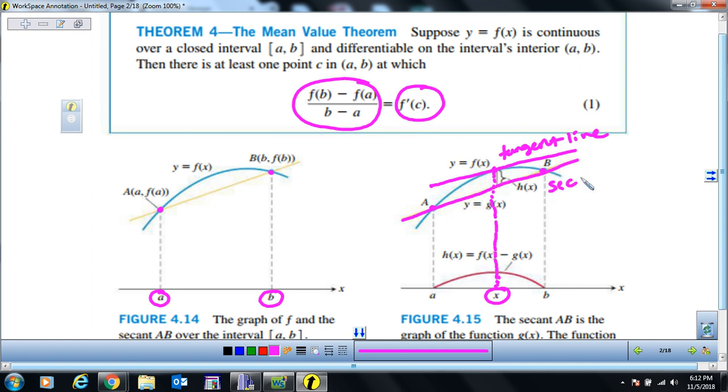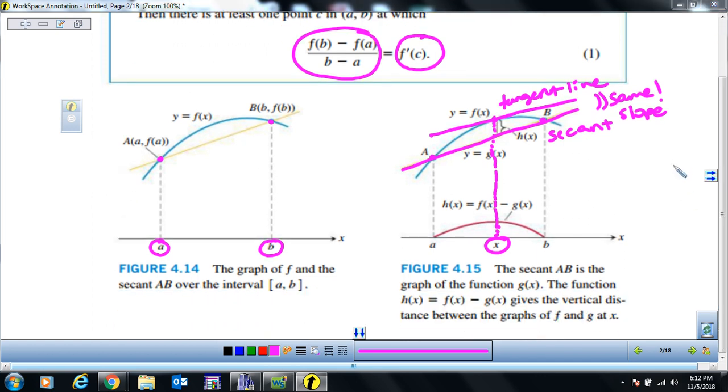secant line passing through a and b, which are the endpoints of this interval. Okay, so that's what they're saying, that these two are going to be the same slope. And that's basically what this is saying here.